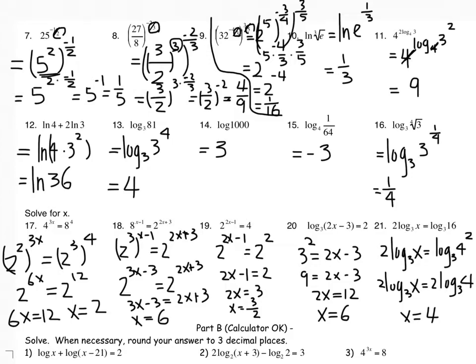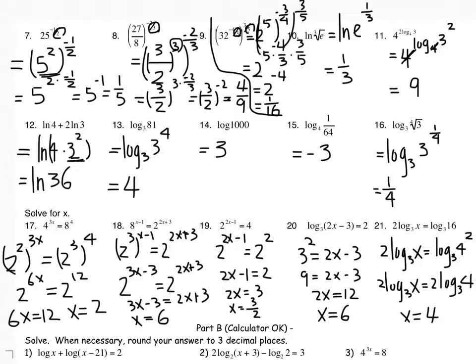Number 12. So using the power property on top of the product property, 4 times. Remember, you have to bring the 2 back. Only the 3 is being raised to the second power. So 4 times 3 raised to the second power, which is 9. 4 times 9 is 36. So this can be reduced down to natural log 36.